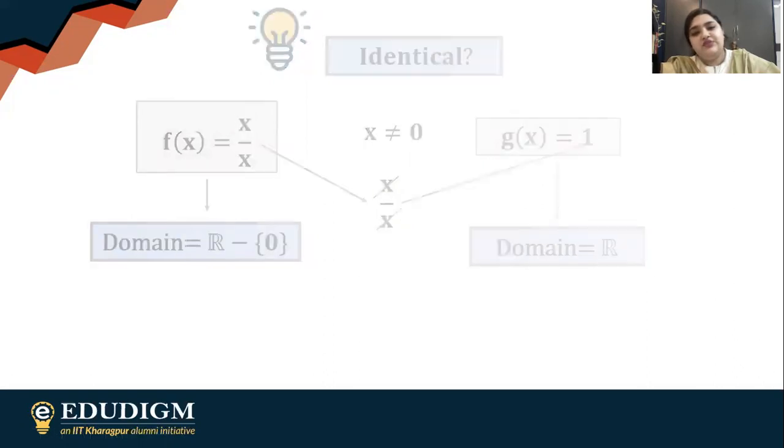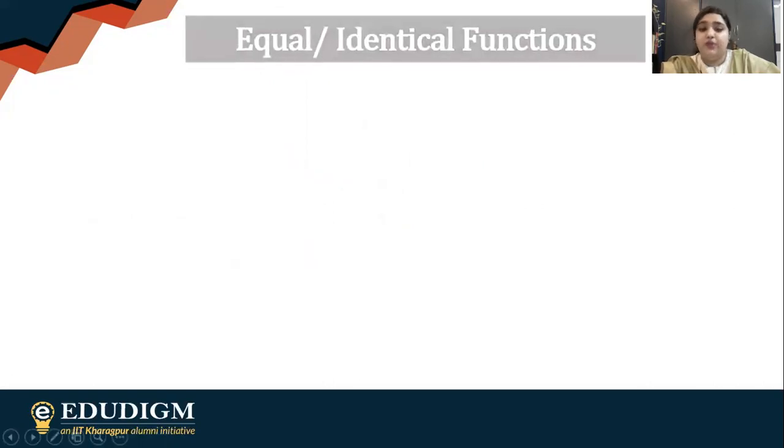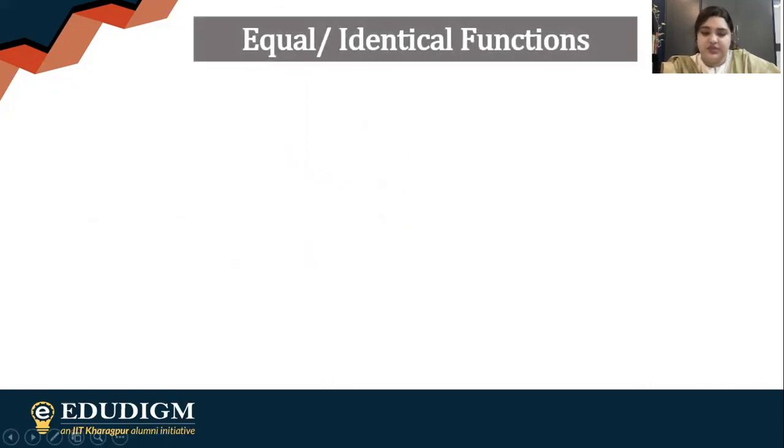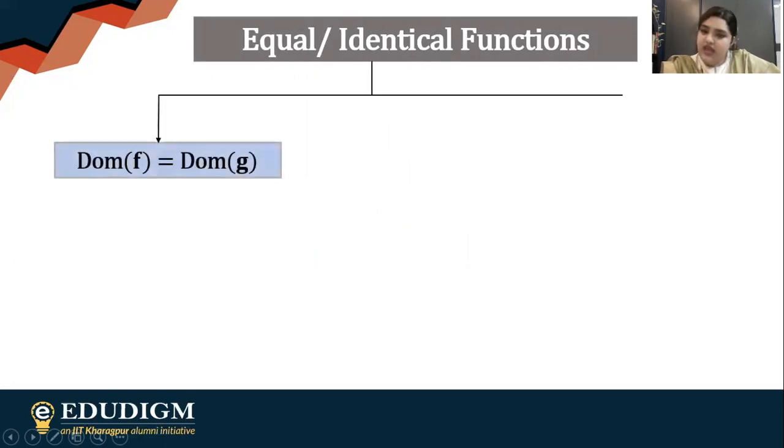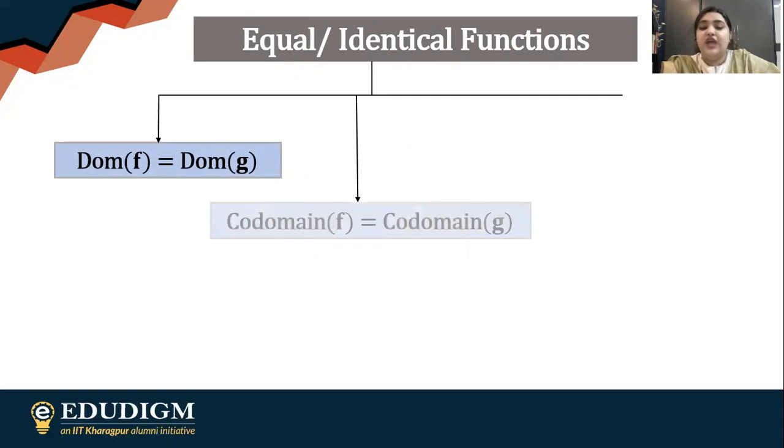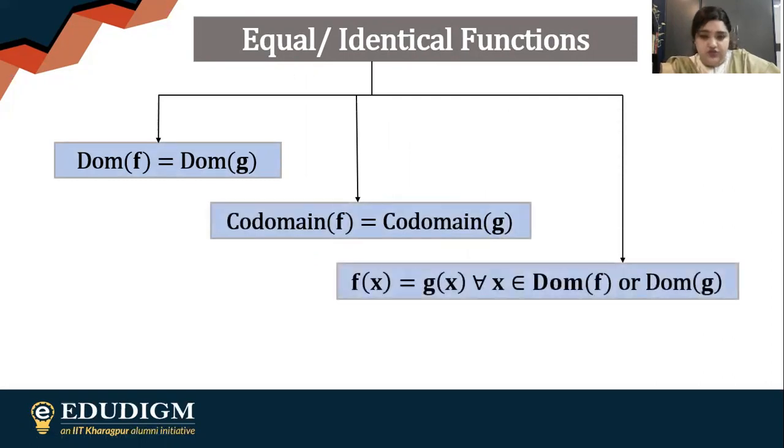So let's see what properties we need for two functions to be equal or identical. First of all, their domains have to be the same. They should have the same codomain. And also this part is very crucial: under both the functions, if the input is the same, the output is going to be the same. Then only we will write f equals g and call them equal or identical.